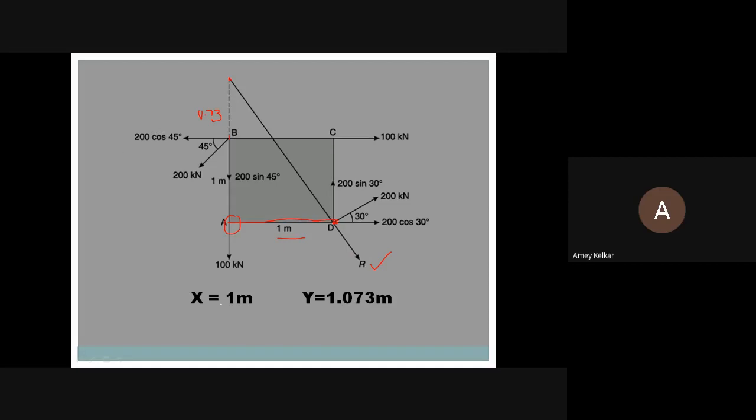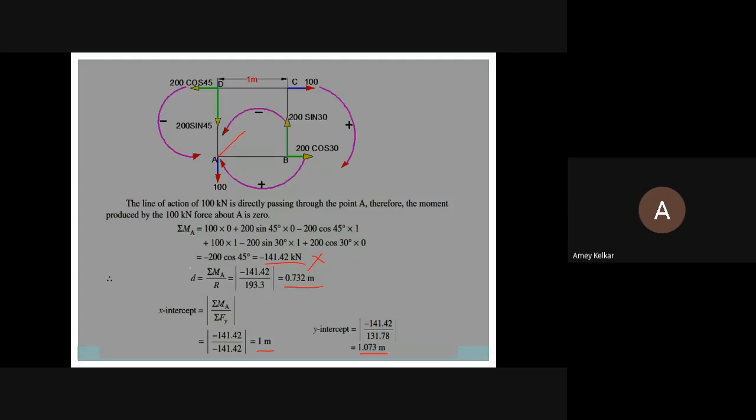So that is the application of Varignon's theorem in finding the resultant of a non-concurrent coplanar force system. This last part is a bit tricky. You can stop the example here, no issues. Once you find the x and y intercept, it is done. Generally, they won't ask the further things. But this becomes very, very important because you need to find the moments very properly.